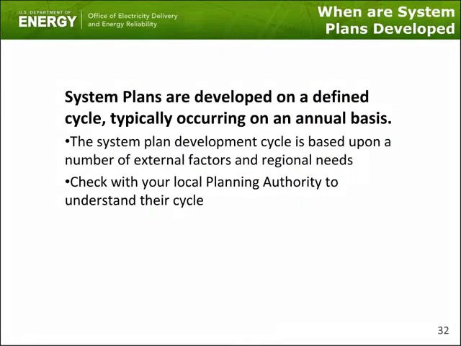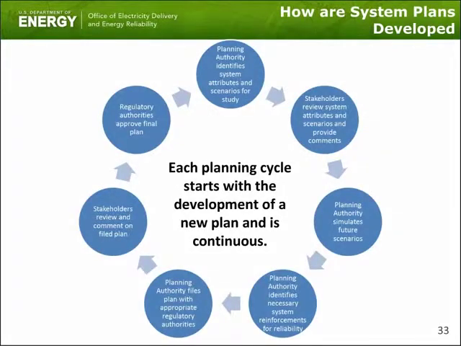Long-term system plans for the bulk electricity system facilities are developed on a defined schedule, which typically occurs on an annual basis. The timing and development of these plans are contingent on a number of external factors and regional needs. To best understand your regional system planning cycle, I would suggest reaching out to your local planning authority for more information on how to engage in these processes. It should be noted that planning processes are typically open to stakeholders and the public.